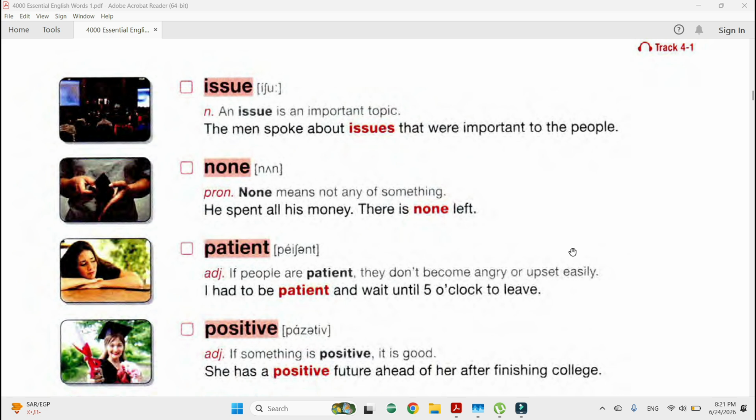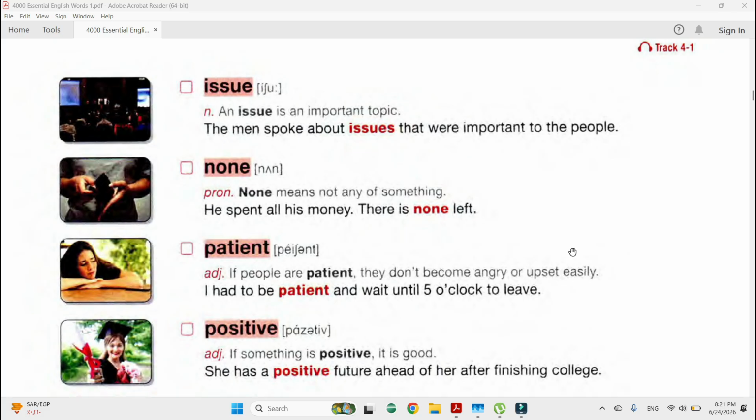None. None means not any of something. He spent all his money, there is none left. So none means nothing.